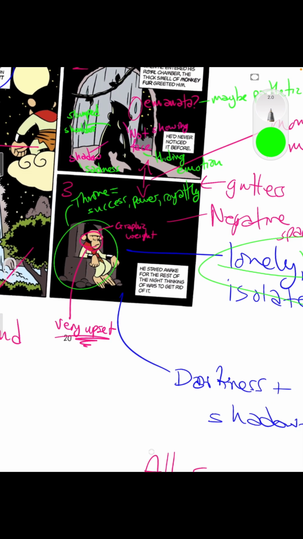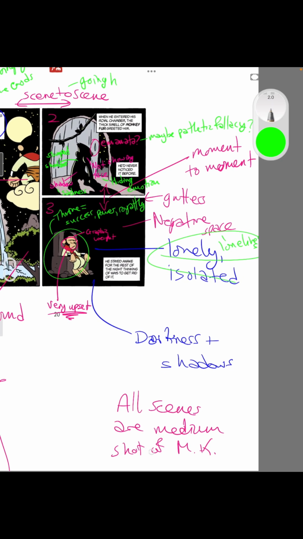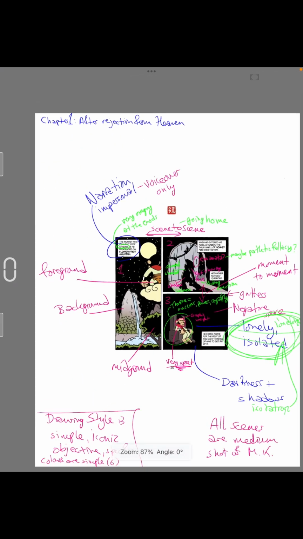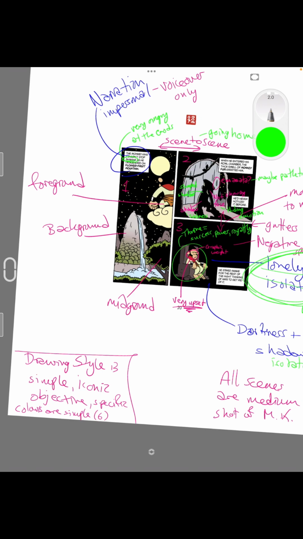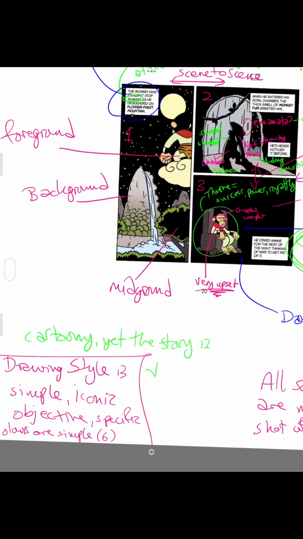And the shadows, yep, showing loneliness and sadness, darkness and shadows. This is again more isolation. I could just probably point up to my other thing here and say this is super important, right? And highlight that. Okay, now just addressing this down here, the idea of that drawing style is simple, iconic, objective, and specific, and colors are simple. That is the style of this artist, right? But it's interesting that it is cartoony, yet the story is deeper than it seems.